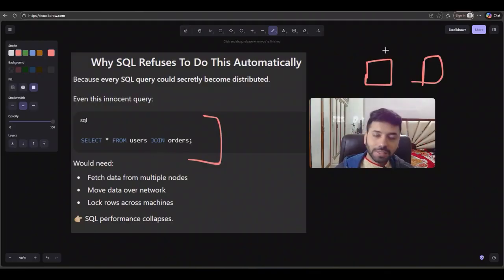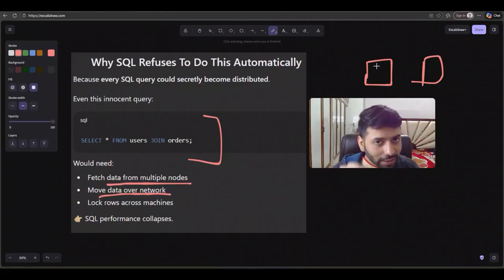But the problem here is we have different machines. So you would have to fetch data from multiple nodes and move data over the network because these are different machines. It's not like data is present in a single machine; you have different nodes, which means DB instances on different machines. So the joining of data would be an interaction happening over the network, right? And it would also require locking the rows across the machines. It is a similar problem to what we discussed in sharding, because in sharding we said it would be on different machines and it became distributed joins.